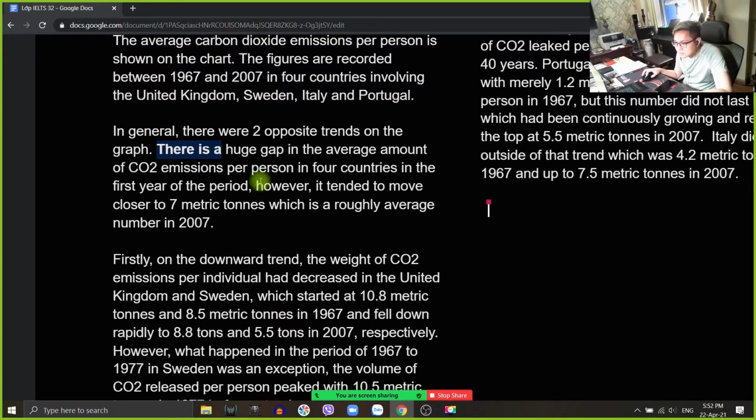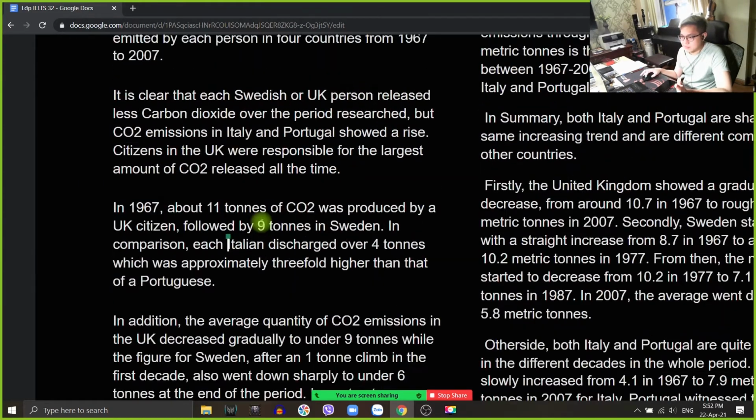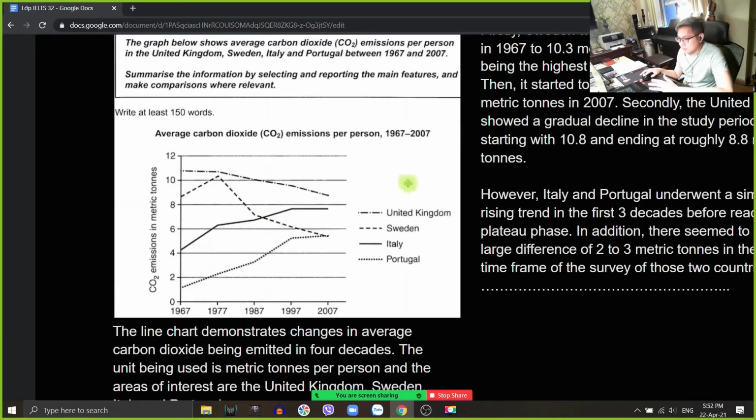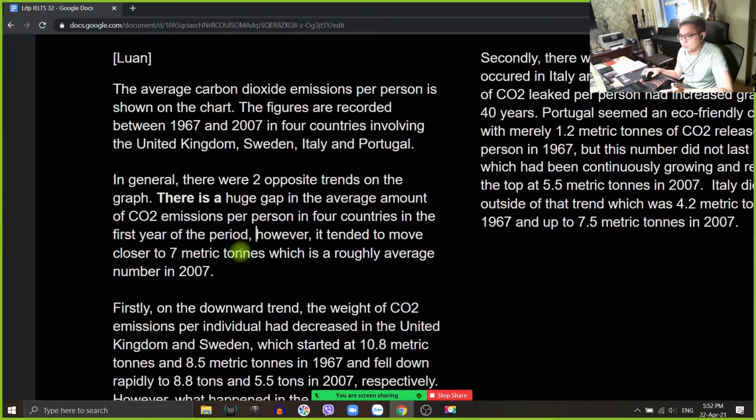So, however, it tended to move closer to 7 metric tons. So basically, because we are talking about things in the past, here you should write in past tense, so there was. Tại vì mình đang nói về những cái trong quá khứ, cho nên phần overall này trở về sau mình phải viết ở quá khứ đơn.